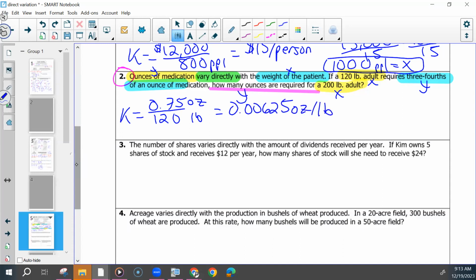Now, when you're doing this, you have to think about, does this answer make sense? So let's say you switch these by accident and you got some number like 90. Would 90 ounces per pound make sense? That would be a lot of medication. Something like this would make sense because you usually get small doses for however much you weigh. So we have our k value, we need to solve for y. How would we set up that equation?